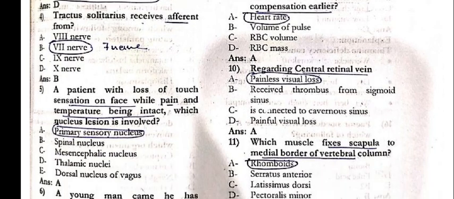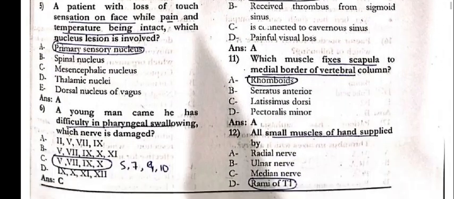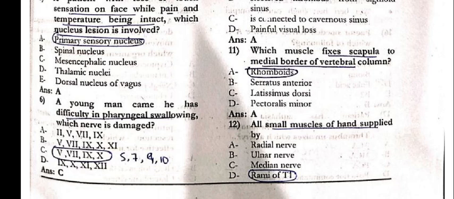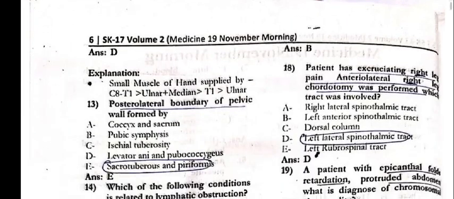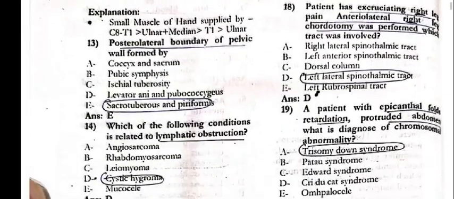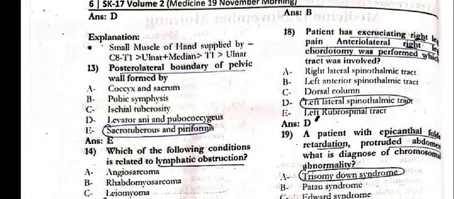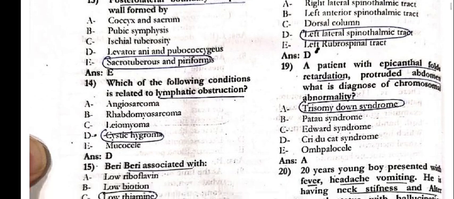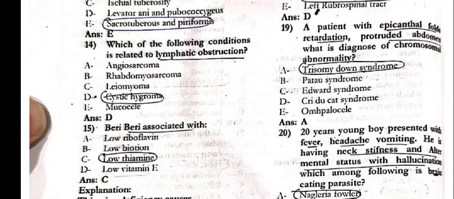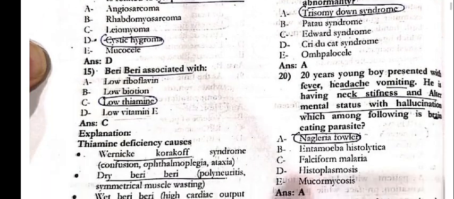Question number 10, regarding central retinal vein, there is a painless visual loss. Question number 11, which muscle fixes the scapula to the medial border of the vertebral column? That is the rhomboid. Question number 12, small hand muscle of the hand is supplied by the rami of the T1. Question number 13, posterolateral boundary of the pelvic wall is formed by the sacrotuberous and the piriformis. Question number 14, which of the following conditions is related to the lymphatic obstruction, cystic hygroma? Question number 15, beriberi is associated with low thiamine.